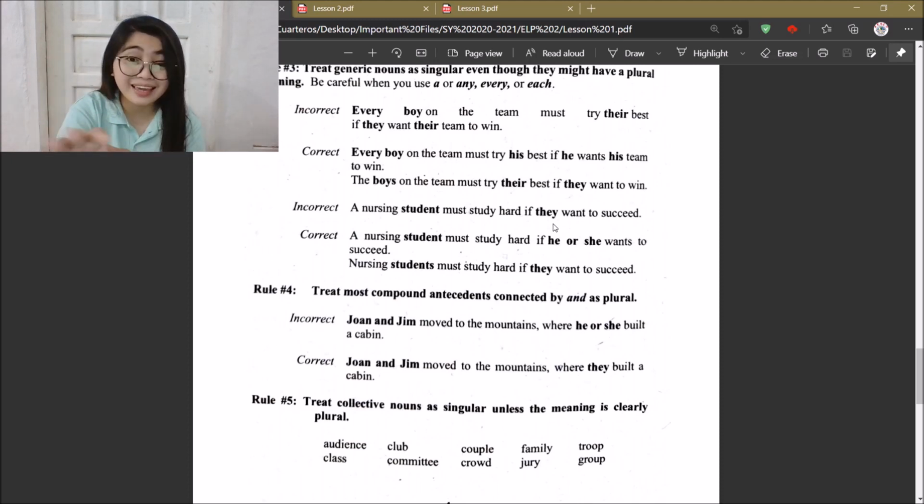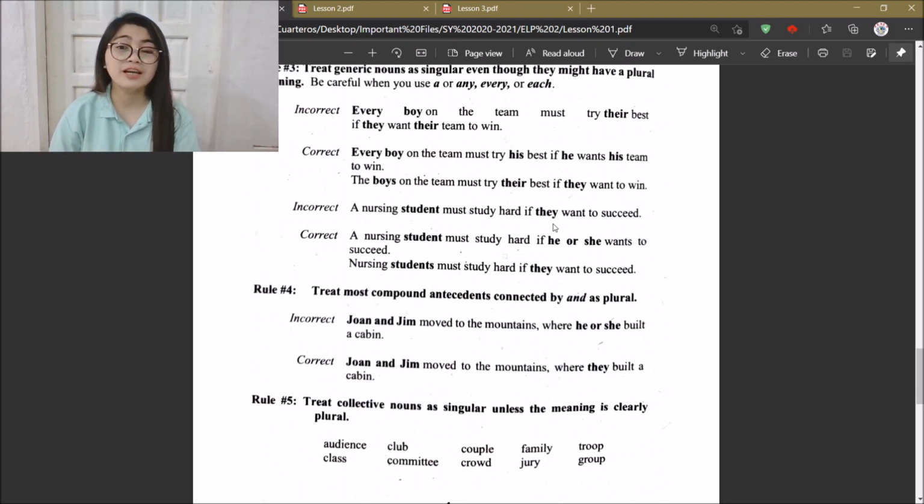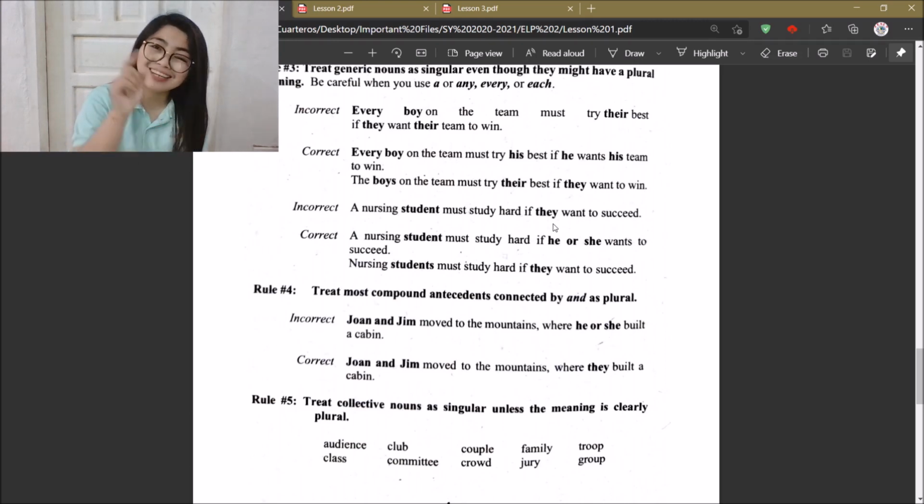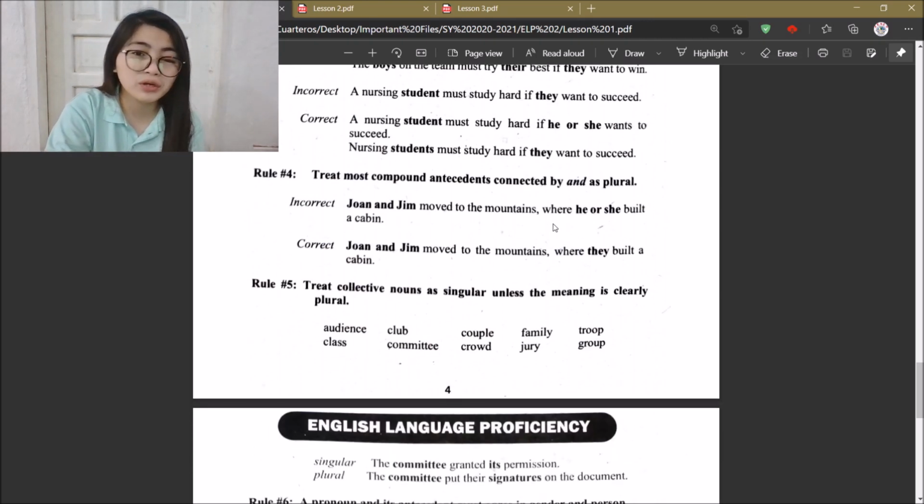So, mali yung they. So, palitan natin ng he or she. So, a nursing student must study hard if he or she wants to succeed. Pero, ma'am, ang pangit talaga pakinggan ng he or she. Although grammatically correct. So, palitan mo na yung subject of the sentence mo. Gawin mo ng plural. So, nursing students must study hard if they want to succeed. So, sana clear yon.